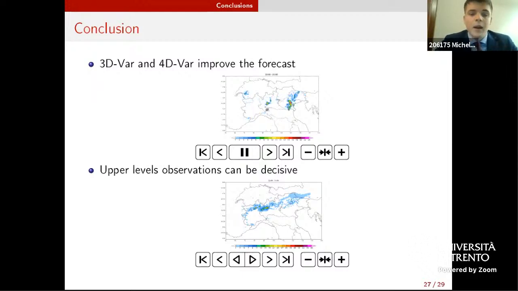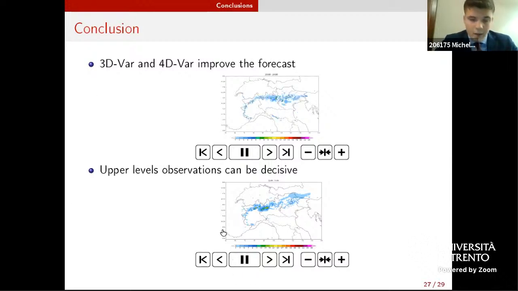So, summarizing from the first event, we can observe that 3D VAR and especially 4D VAR were able to improve the forecast from an operative meteorology perspective, because the correction of the initial state of the atmosphere leads to a prediction that, even if it's not perfect in terms of time or quantities, allows to have a different awareness of the imminent worsening of the weather conditions compared to the prediction without assimilating any data.